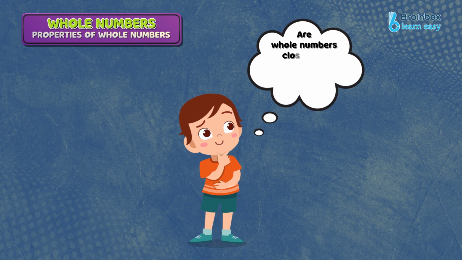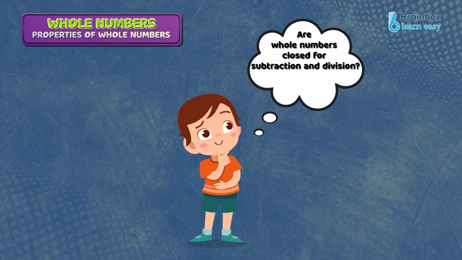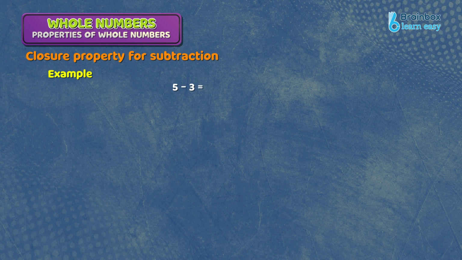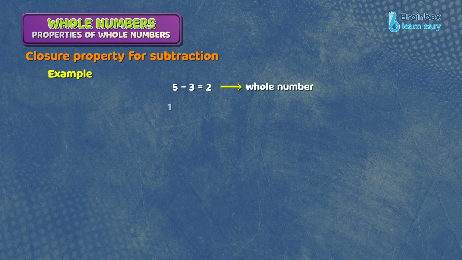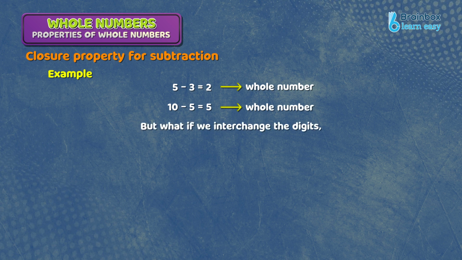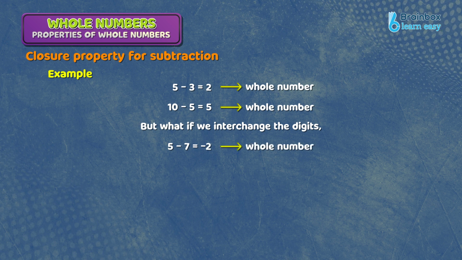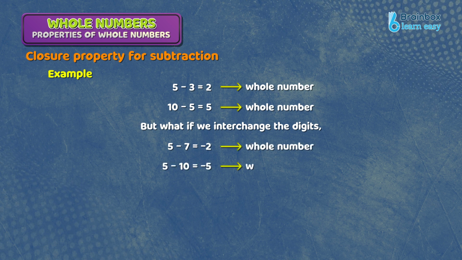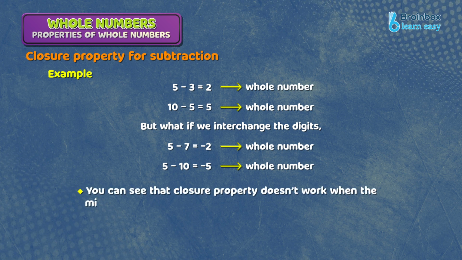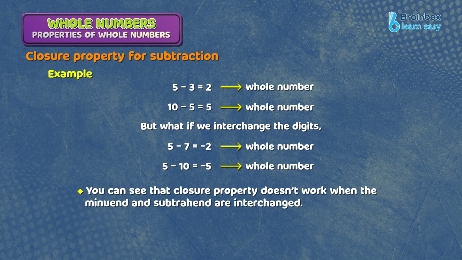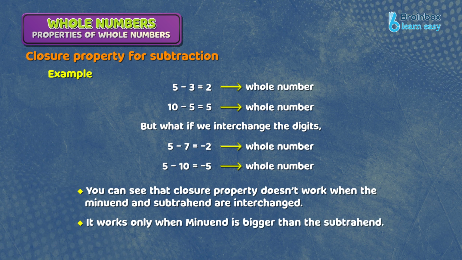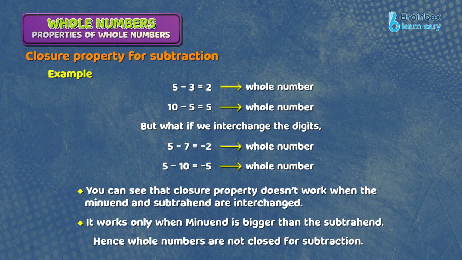You should now be thinking, what about the other two operations, subtraction and division? Well, let's find out. Consider the examples 5 minus 3. Yes, we get a whole number. 10 minus 5, a whole number. But if we interchange the numbers, that is 5 minus 7, this is not a whole number. 5 minus 10 is not a whole number again. You can see that closure property doesn't work when the minuend and the subtrahend are interchanged. It works only when the minuend is bigger than the subtrahend. Hence, whole numbers are not closed for subtraction.